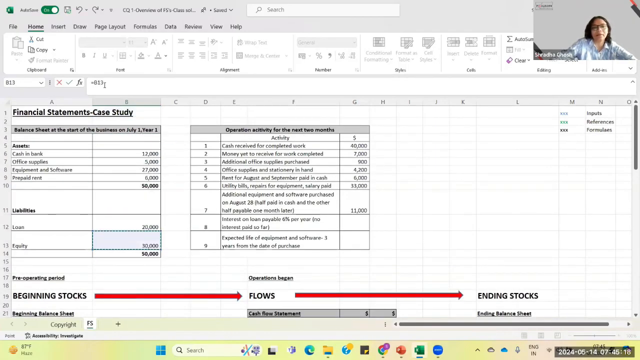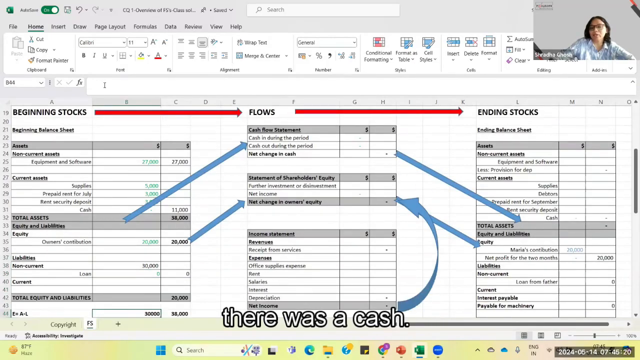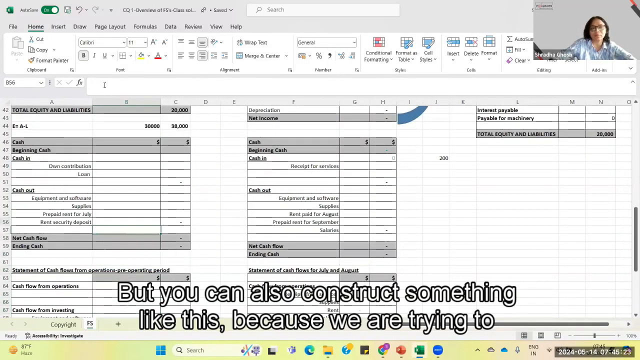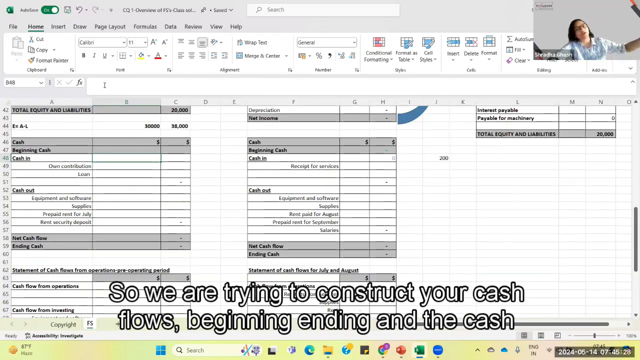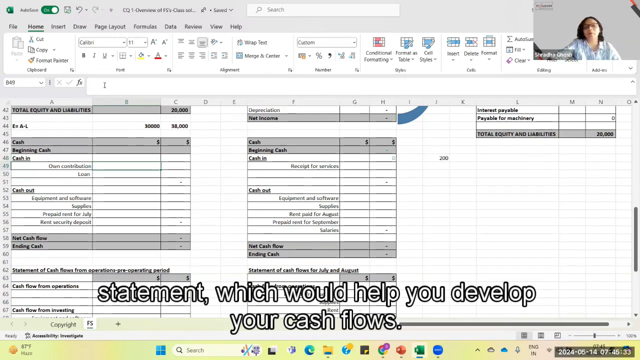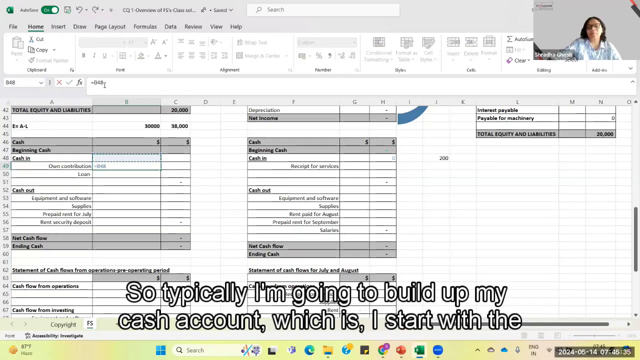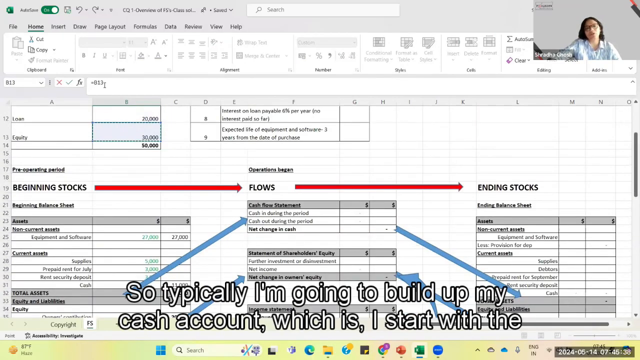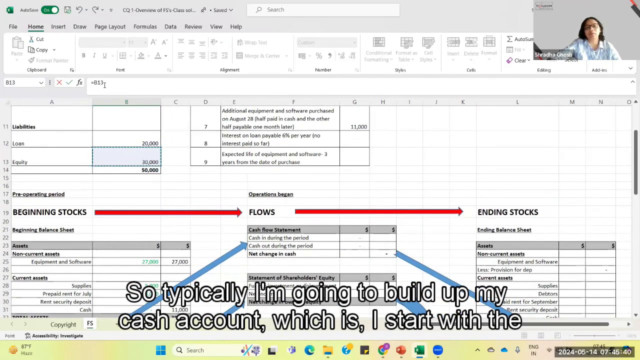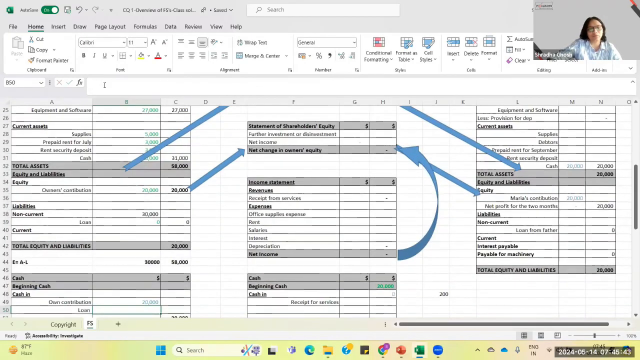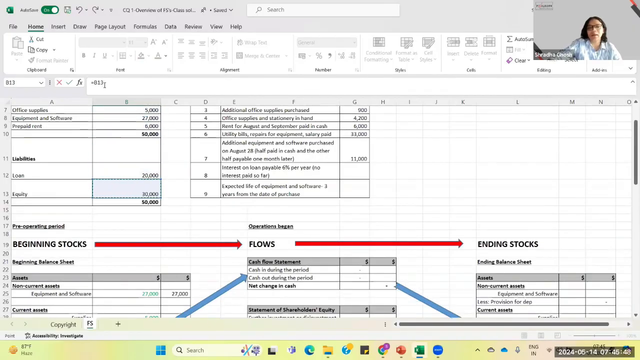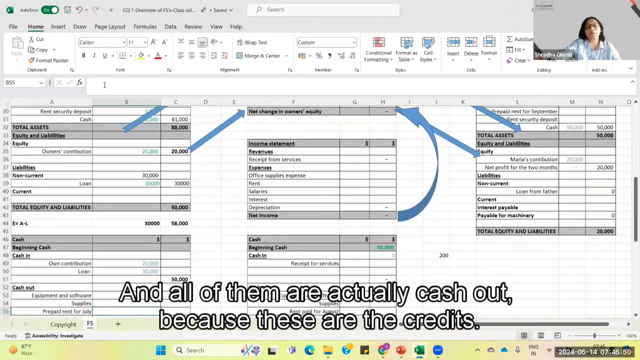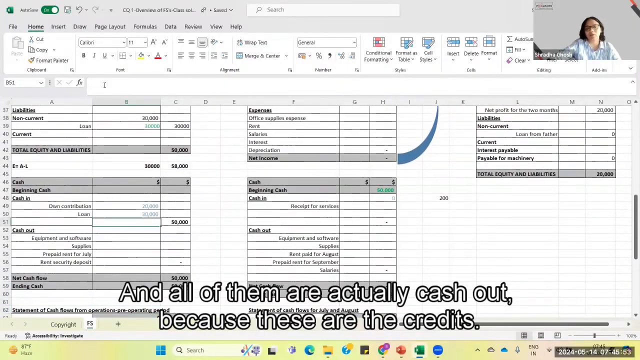And in the end, there was cash, but you can also construct something like this because we are trying to come up with your cash flow from operations. So we are trying to construct your cash flows, beginning, ending, and the cash statement, which would help you develop your cash flows. So I'm going to build up my cash account, starting with the money of 20, and I took a loan to the tune of 30 in my account, and then I spent this money, and all of them are actually cash out because these are the credits.